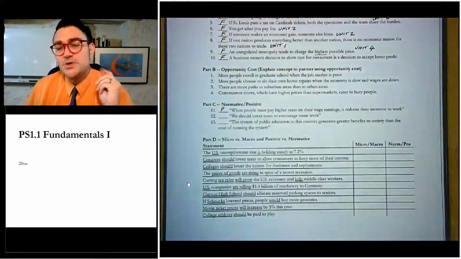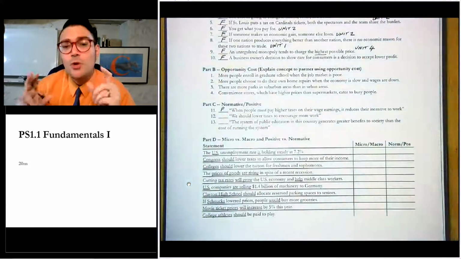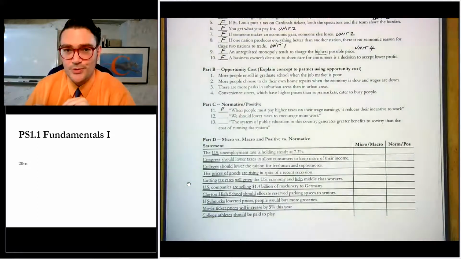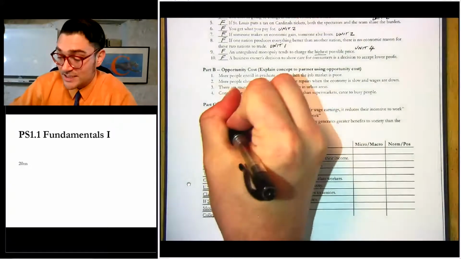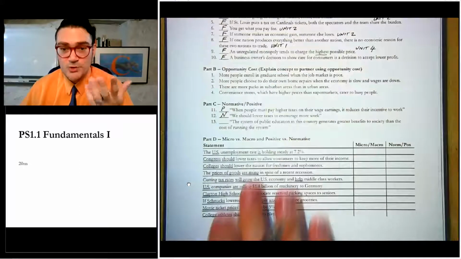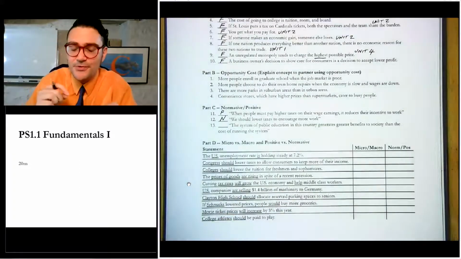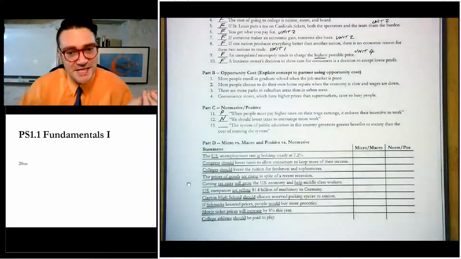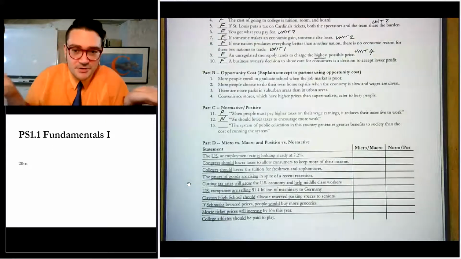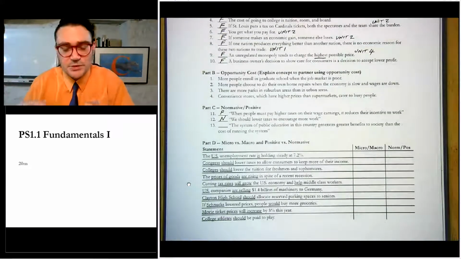The second statement says, and this is why I put it in here, we should lower taxes to encourage more work. Right? Notice the difference between the first and the second statement. The second one is a normative statement. The first statement is true, but it doesn't necessarily follow that therefore we should lower taxes to encourage more work. Right? So you see the difference there between a positive and a normative judgment.